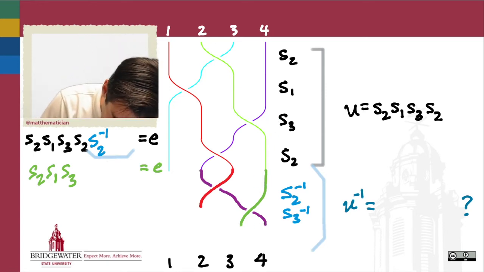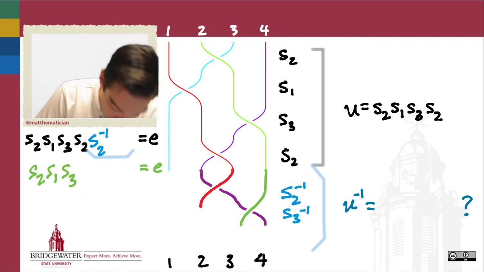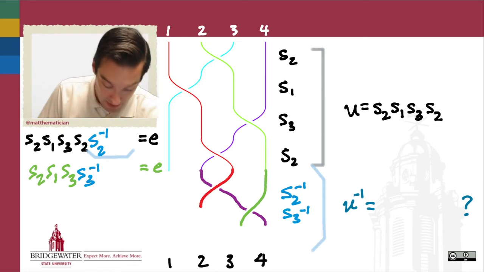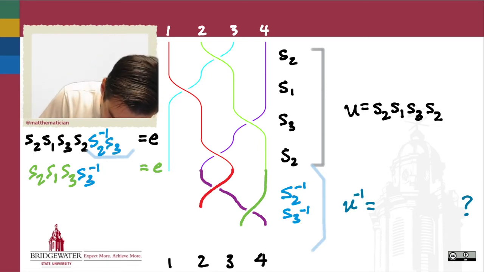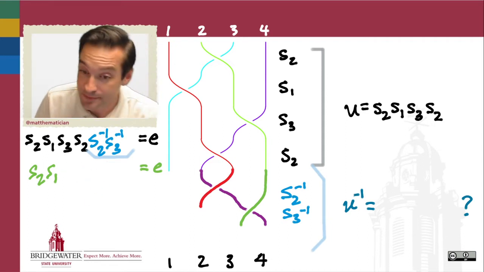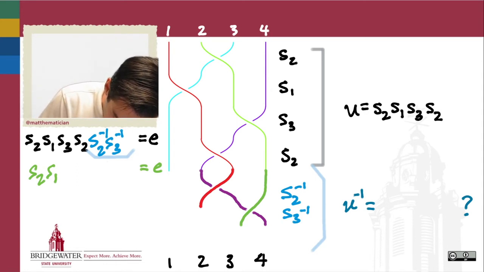anymore either. And so what we're doing is, once again, on this equation here, we're just sticking an S3 inverse in there as the next one of my generators. So S3, S3 inverse, that's going to be identity also. And then we continue just by working our way back up. So S1, we would tack on an S1 inverse, undo that crossing.